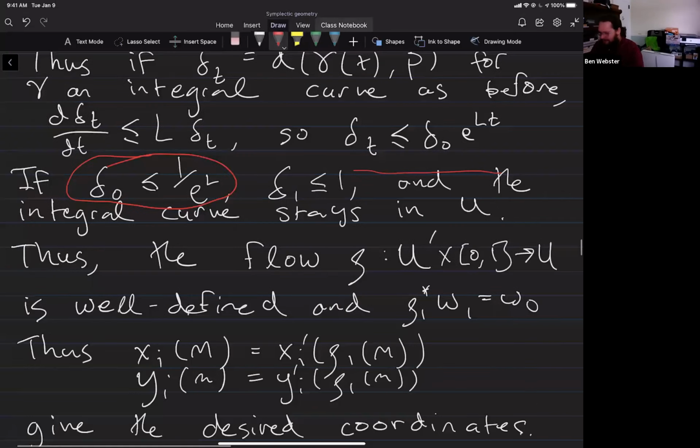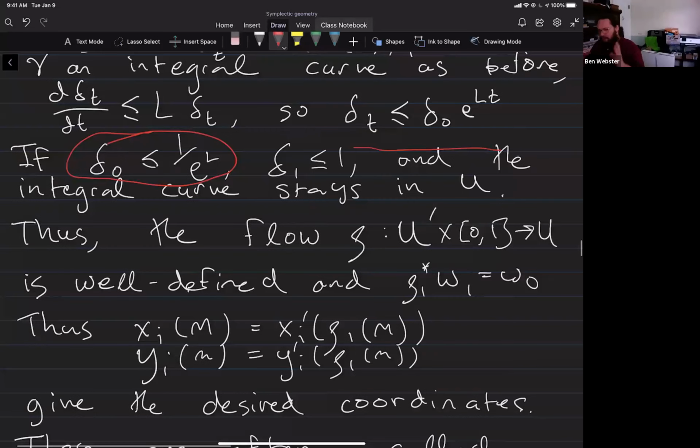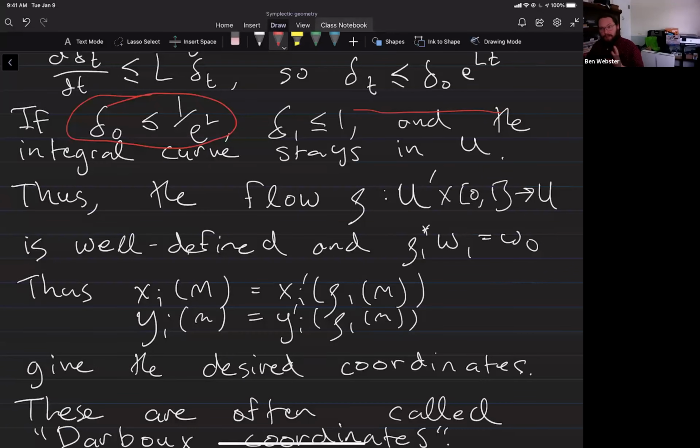All right, so there's some small neighborhood U prime around P such that when I do the flow on U prime, I never leave U. And by this Moser trick, I also have that when I get to the end of the flow, when I get to rho sub 1, the pullback of omega 1 is going to be omega 0.